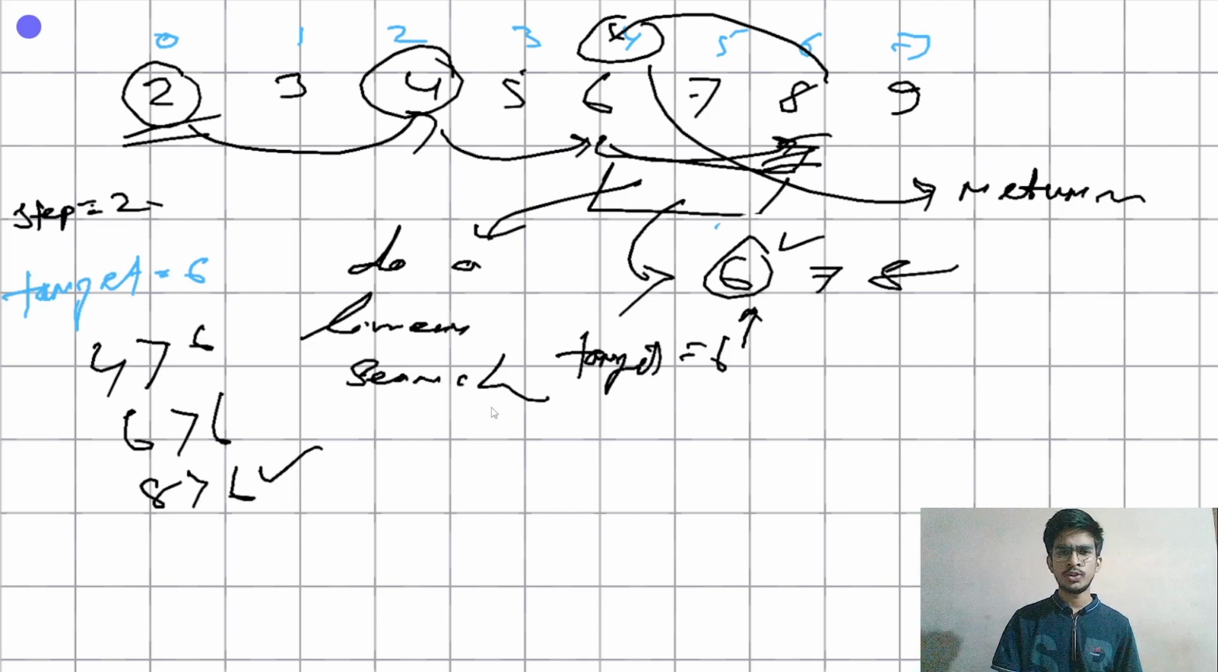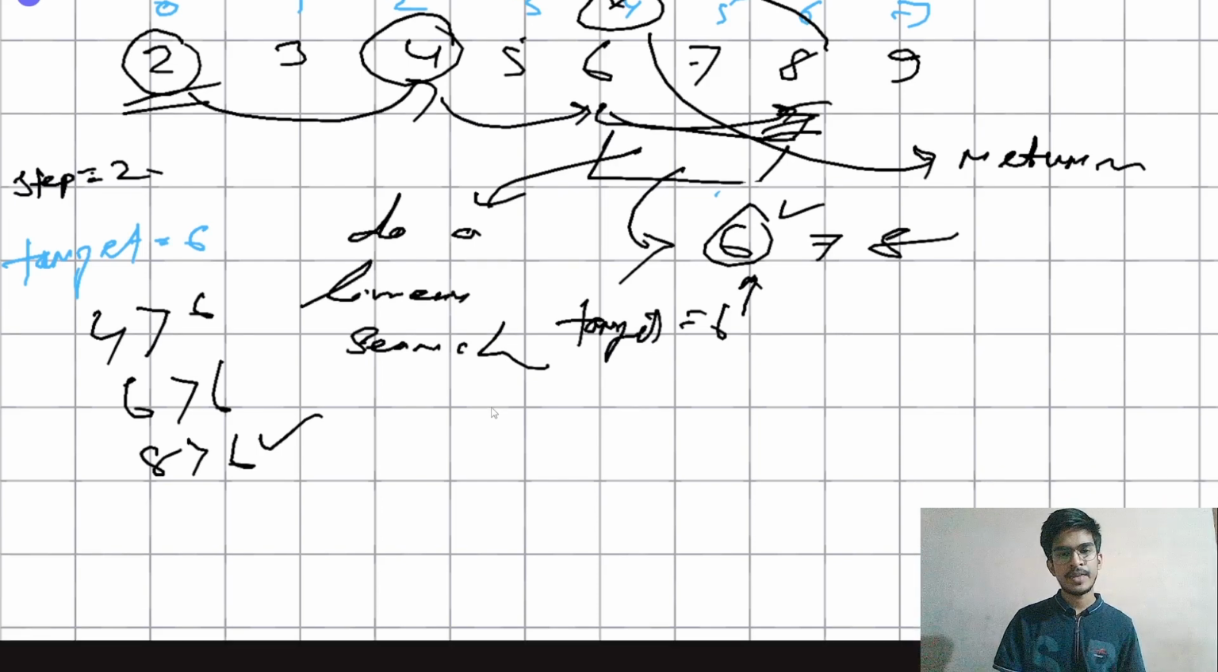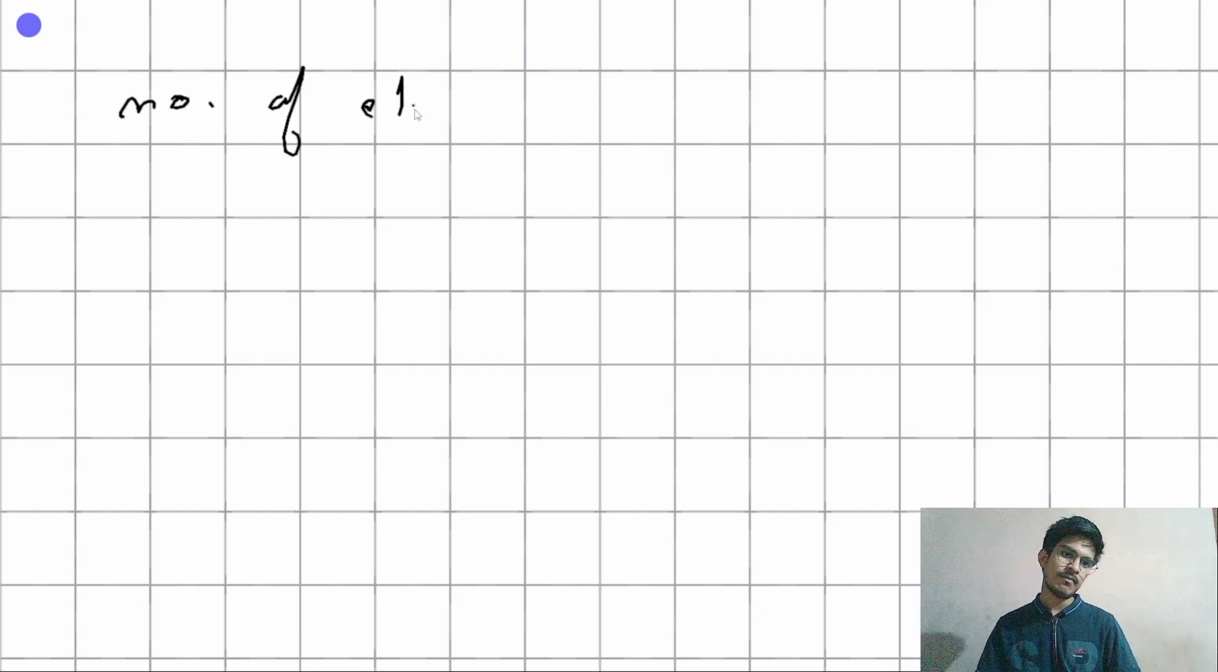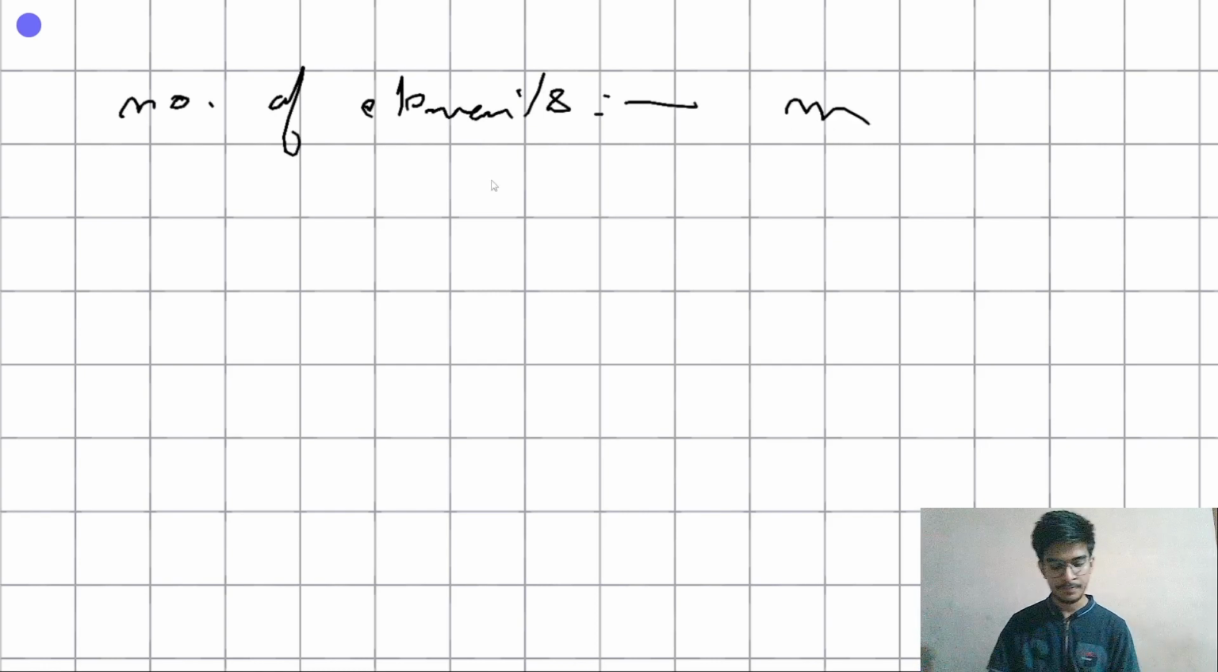This is the simple logic of the jump search. Now I hope you understand it. It is not that difficult, but the thing is how to calculate the step. How to calculate the step? So to calculate the step, suppose we have n elements, and the number of elements is n, and we are taking some steps.